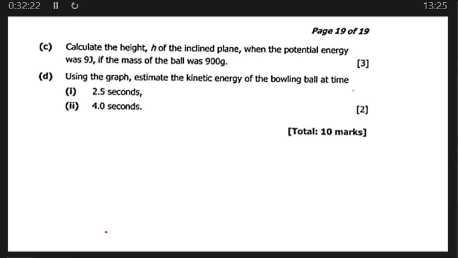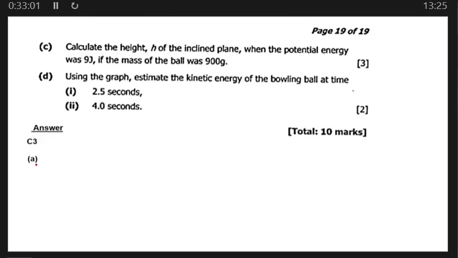So let's go to another question. Here C says, calculate the height h of the inclined plane when the potential energy was 9 joules if the mass of the ball was 900 grams. Then D, using the graph, estimate the kinetic energy of the bowling ball at time 1, 2.5 seconds, 3, 4.0 seconds. All right. So let's try to answer this question by stating the conservation of energy.